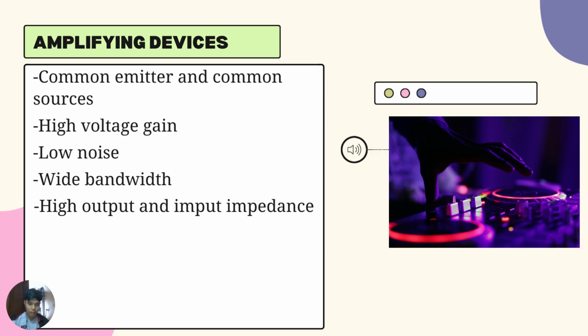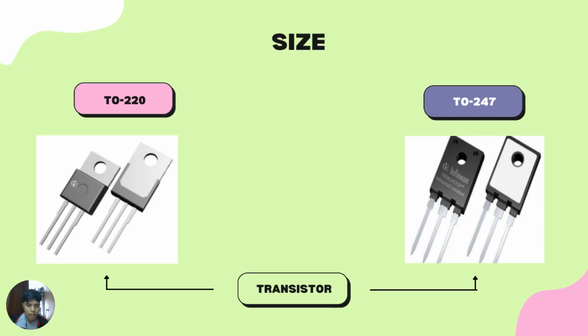Our research shows that for amplifying devices we use common source for the FET and common emitter for the BJT, because common emitter and common source give high voltage gain, low noise, wide bandwidth, and high input and output impedance. We need low noise because we don't want interruption from our audio devices.